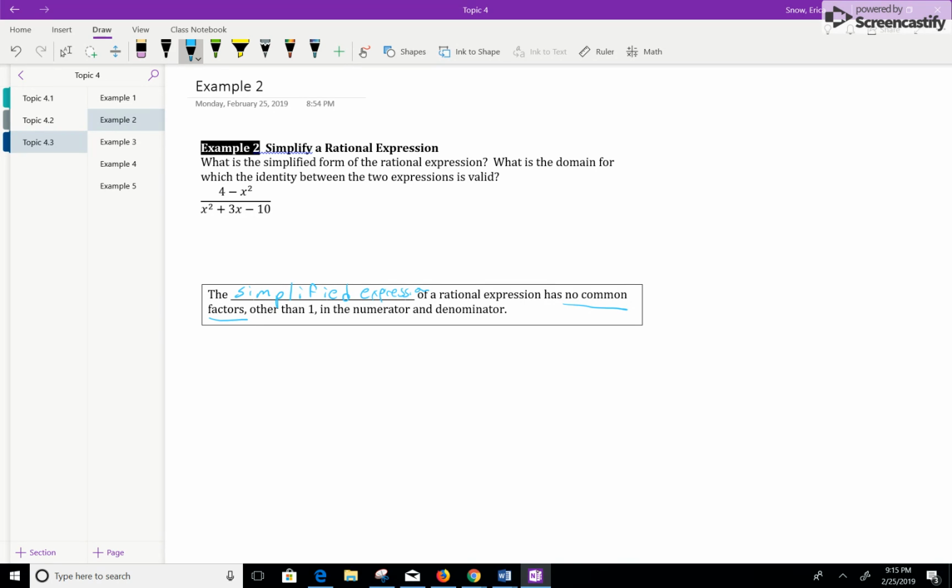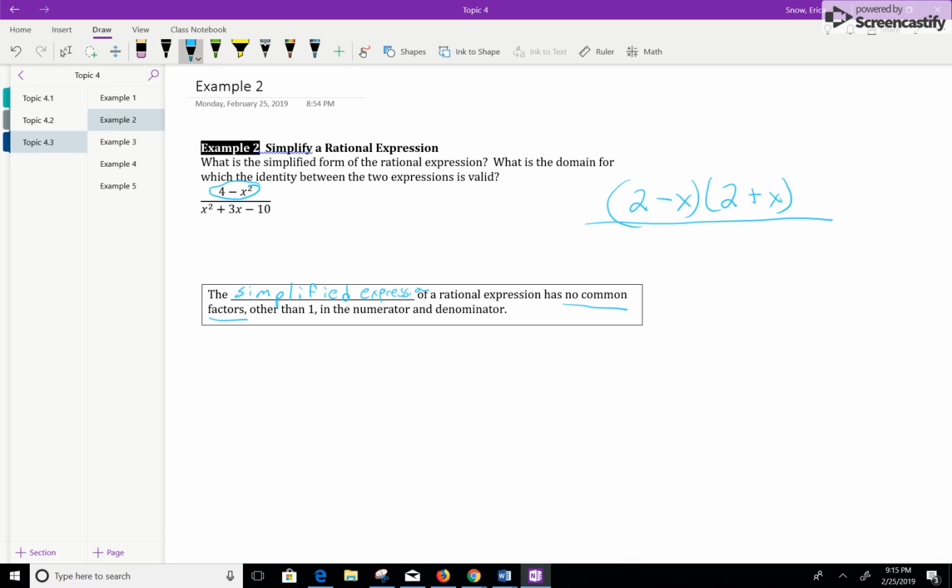So I'm going to start by factoring the top. That is a two-term expression. So we're going to have 2 minus x, and it's a binomial. That was the word I was looking for. It's a binomial. So 2 plus x is a difference of squares.